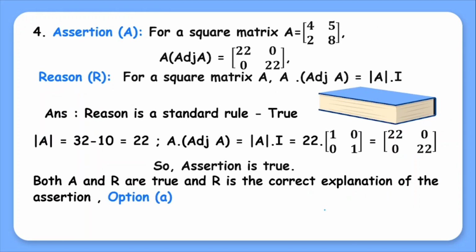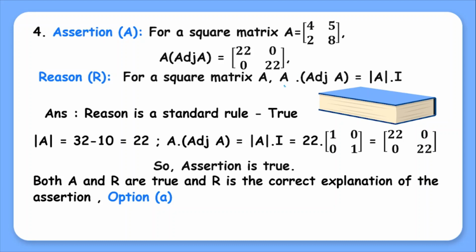Question number 4. Assertion: for a square matrix A = [4, 5; 2, 8], A into adj A equals the identity matrix with the diagonal of 22. Reason: as we said in the first step, we have to individually evaluate the statements. Now go for the reason. For a square matrix A, A into adj A equals determinant into I. This is a standard rule, right?